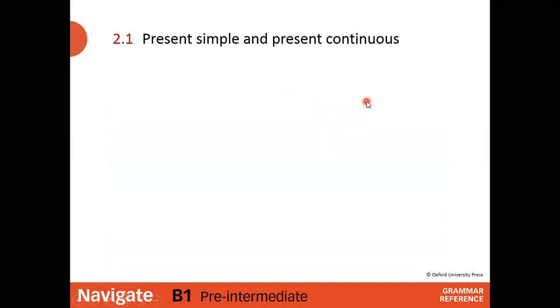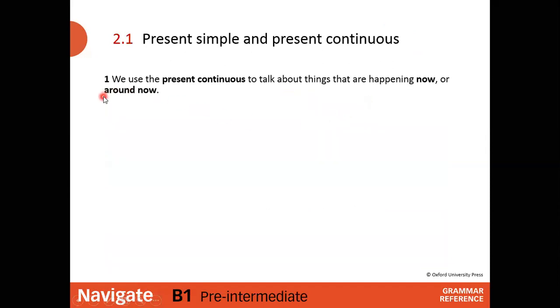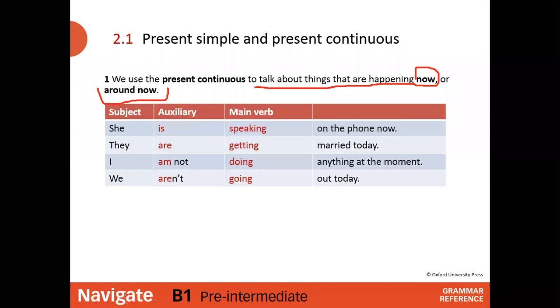Okay, let's continue. Now let's talk about present continuous. Present continuous is used to talk about things that are happening now or around now. Okay, now look at this table. Again, there is subject, auxiliary verb, and main verb, and object, time and place, and so on.